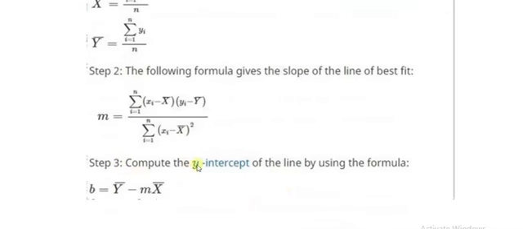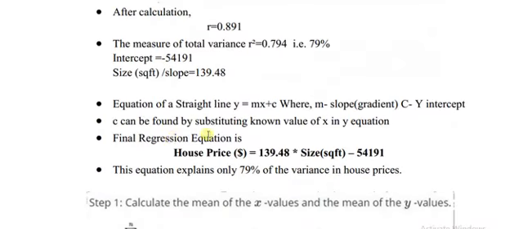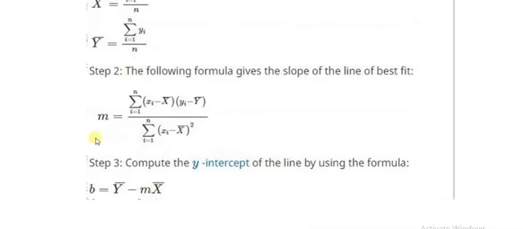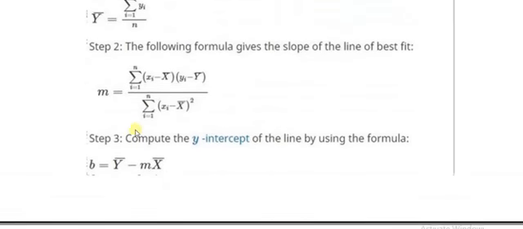Then compute the y-intercept of the line using the formula b equals y bar minus m x bar, where b is the y-intercept. If you look at this equation, here we have c as the y-intercept. So we can find the y-intercept c equals y bar minus m times x bar. What is m? m is the slope, and x bar and y bar are the arithmetic means of the given x and y values.